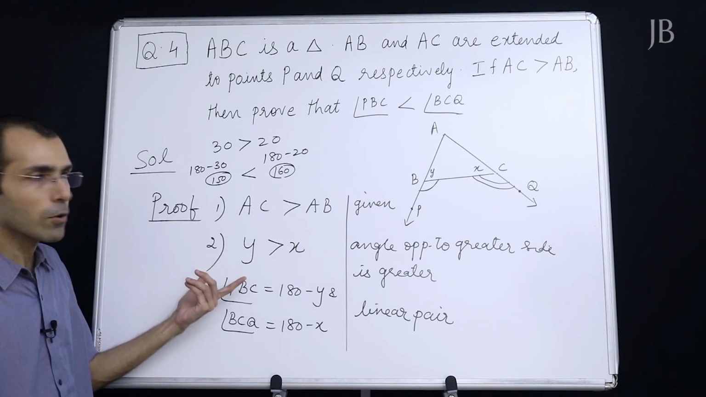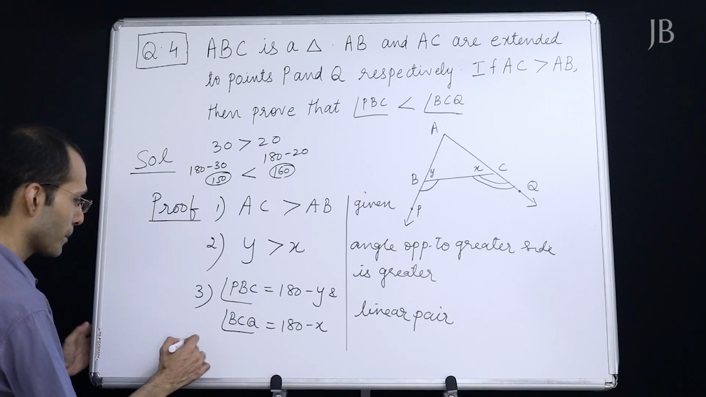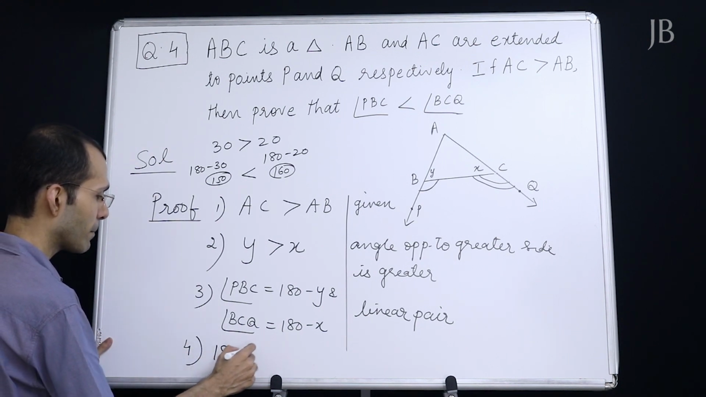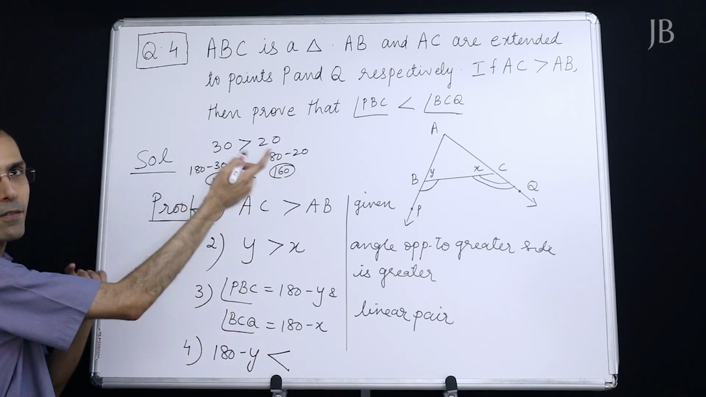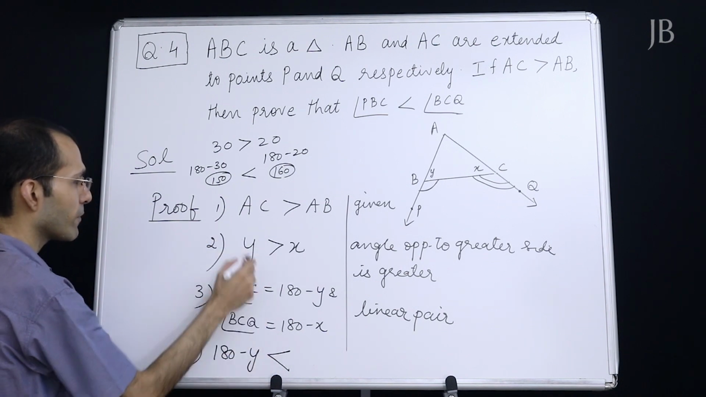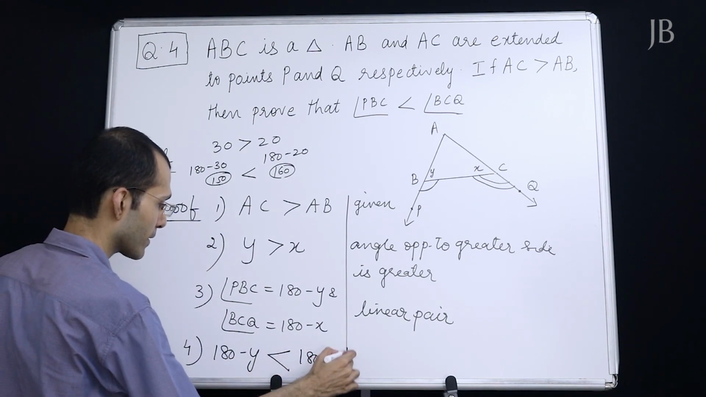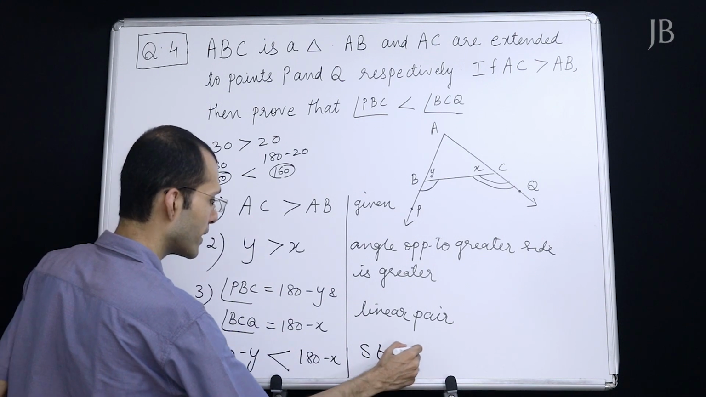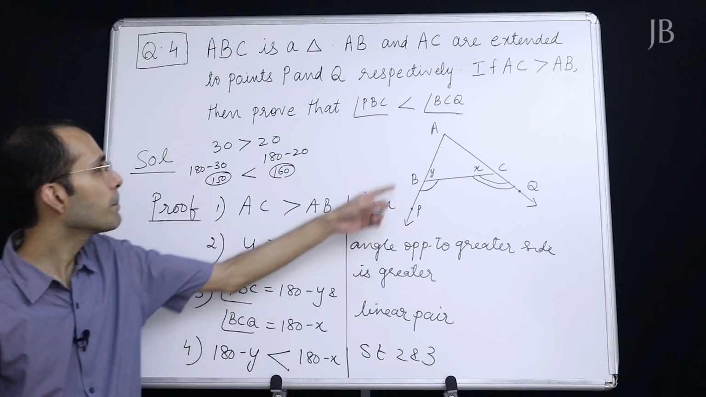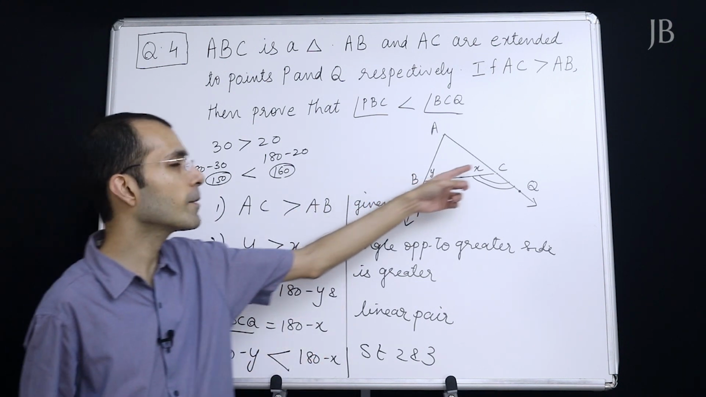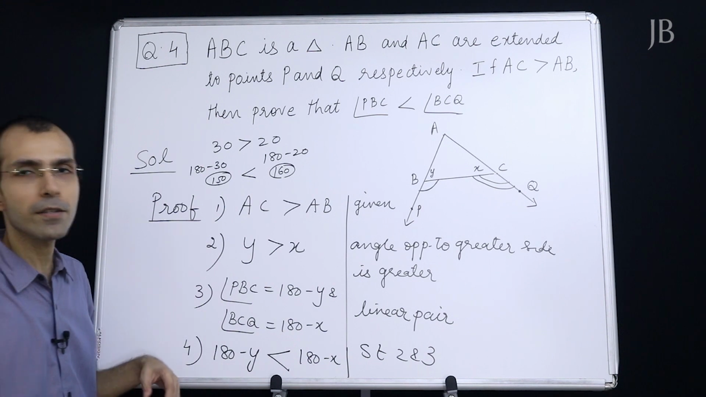So who will be greater now? 180 minus Y or 180 minus X? Ulta, 180 minus X will be greater. So here it will be 180 minus Y lesser than 180 minus X, because the inequality reverses. If Y is greater than X, then 180 minus Y will be less than 180 minus X. Here we will write statement 2 and 3. But what is 180 minus Y? Angle PBC. And what is 180 minus X? Angle BCQ. So we have successfully proved that angle PBC is lesser than angle BCQ.